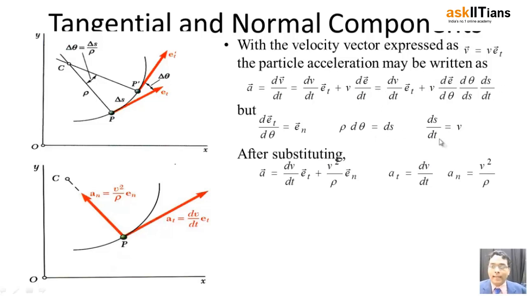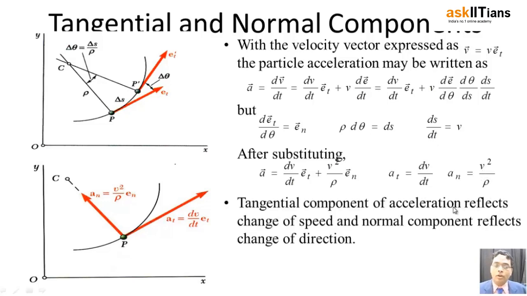So if you plug in all of that, that is going to give you the v square divided by rho. So if you substitute all of that, that is going to give you the tangential component of the acceleration. The tangential component of the acceleration is going to reflect the change of speed, and the normal component reflects the change of direction. It's a very, very important thing. So tangential component of acceleration reflects change of speed, right? And the normal component reflects the change of direction. So this is how it works.